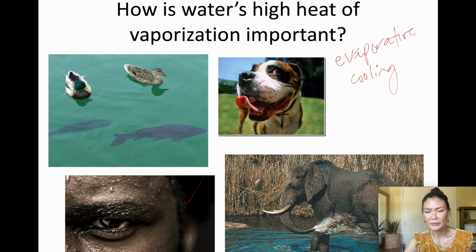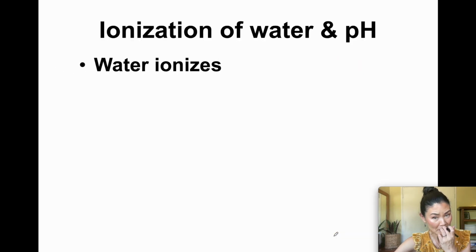And then you can see here, this elephant is spraying its body down with water. The water is going to absorb the body heat, evaporate, and take that heat away, and help cool down the animal. The last topic is ionization of water and pH.